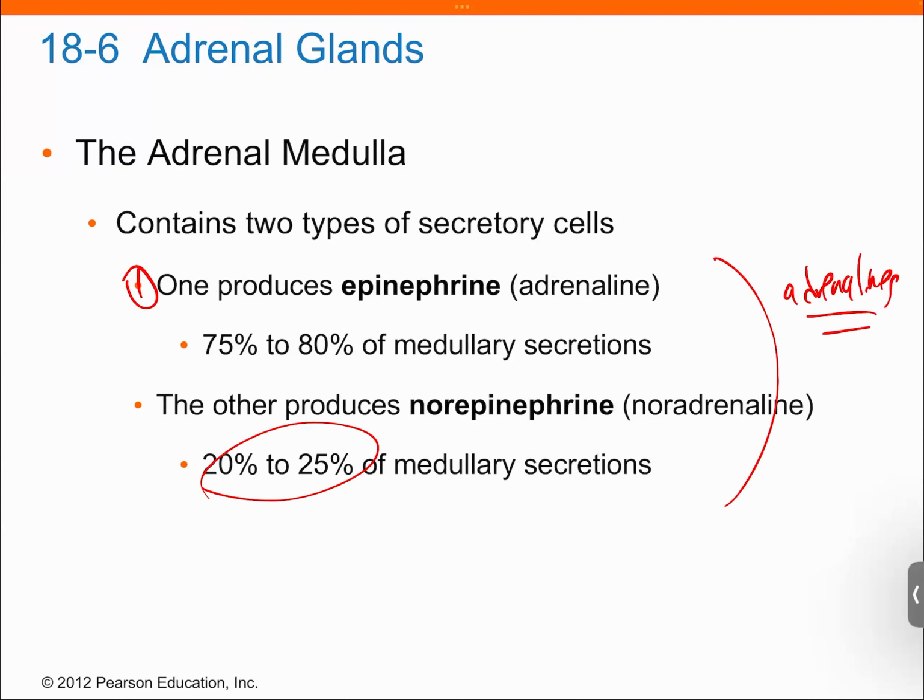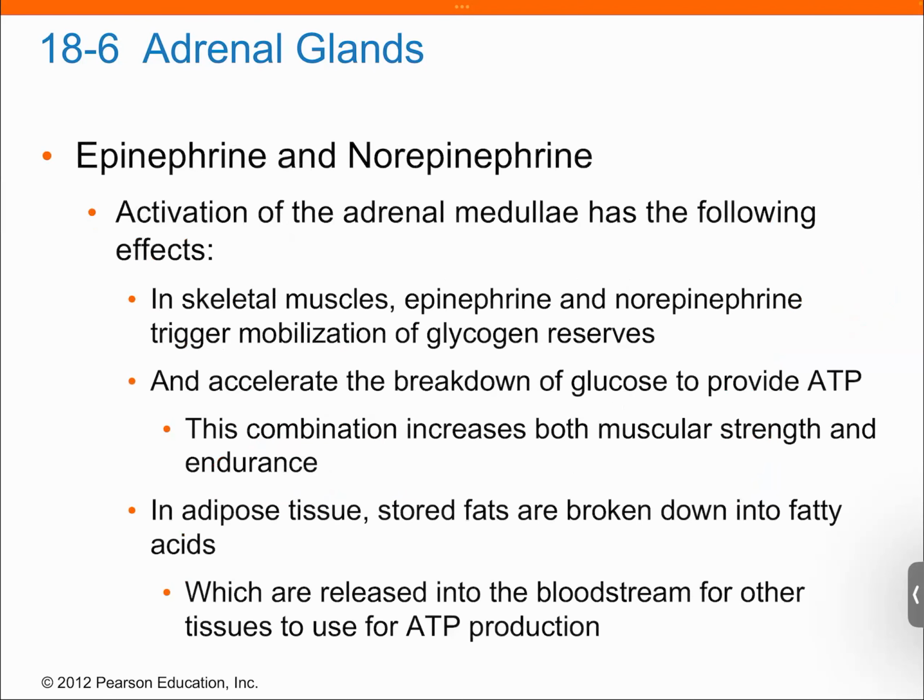They have similar functions. Some of their functions do overlap, but they're not the same. They do have some non-overlapping functions. They work together, but they're not the same. Oftentimes we consider them together as a group. So let's take a look and see what they do for a living.